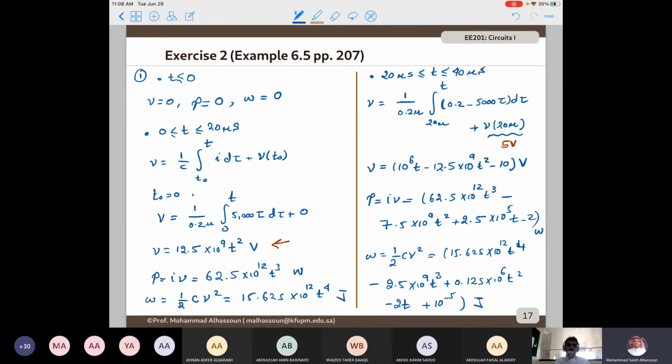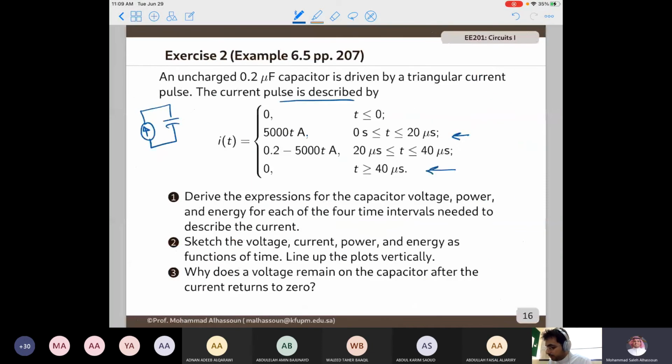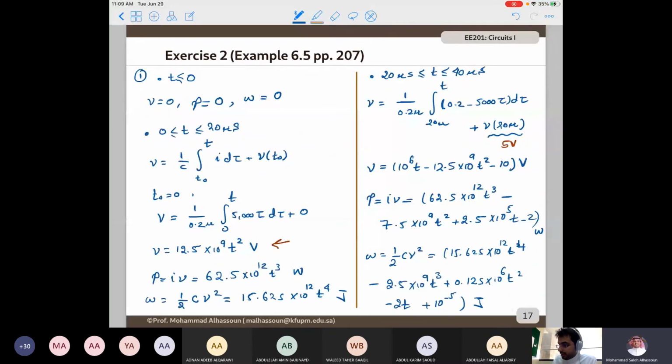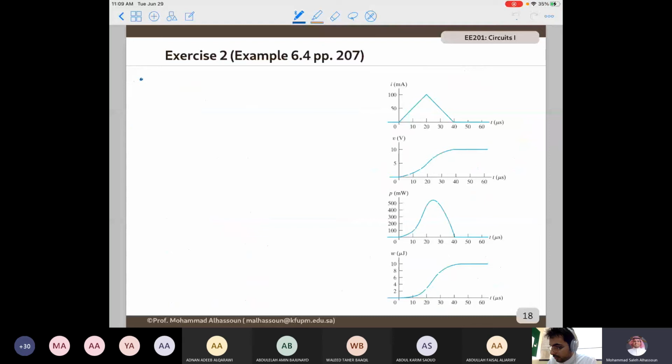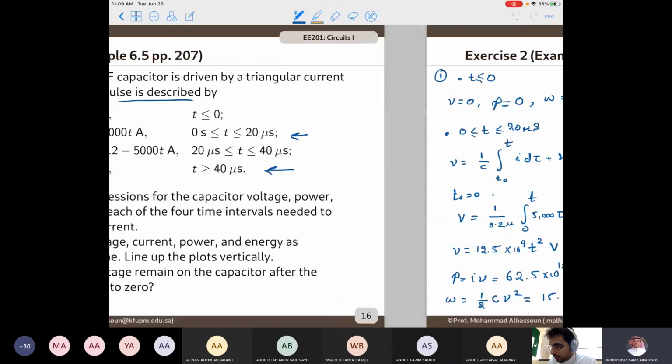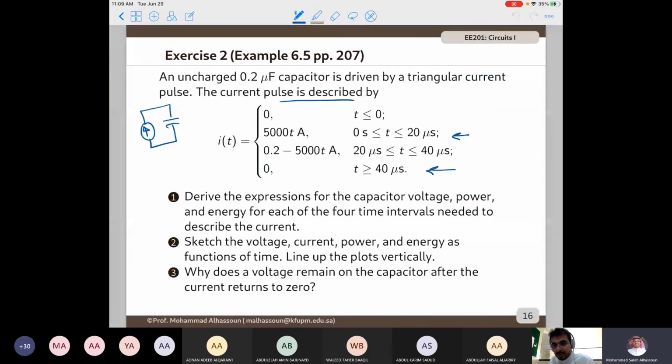Okay, we see that it's not that complicated here. So now let's find the last interval here. In the last interval, it's a tricky one. For t greater than 40 microseconds, what is the voltage? What is the voltage, Shabab?